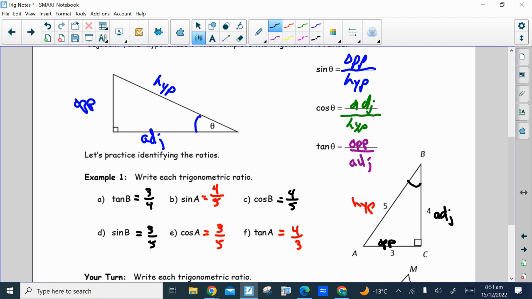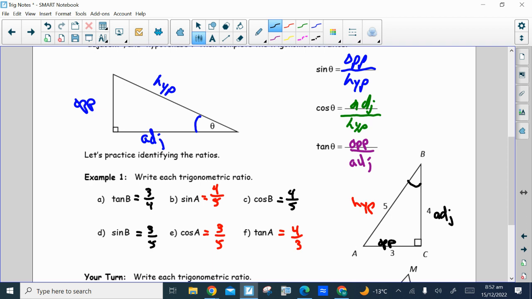So you may have noticed that the sine of A is equal to the cosine of B. That's always going to happen. The sine of B equals the cosine of A. That will always happen. And the tangents are reciprocals of each other. That will always happen. We've only got three sides in this triangle, so there's going to be some values that are repeated.